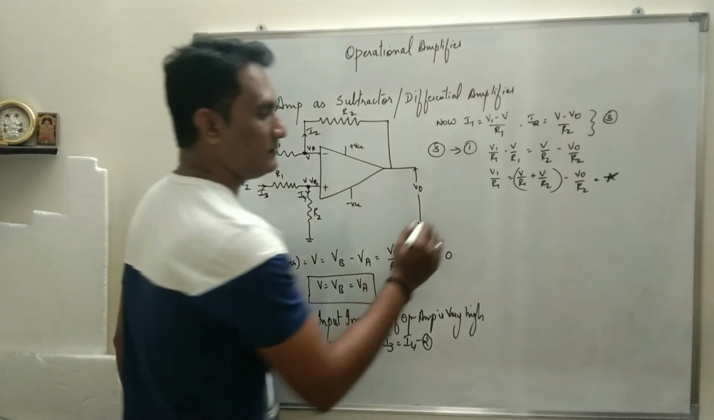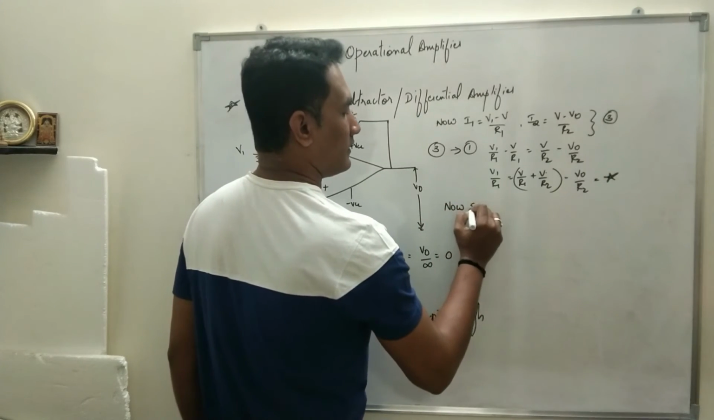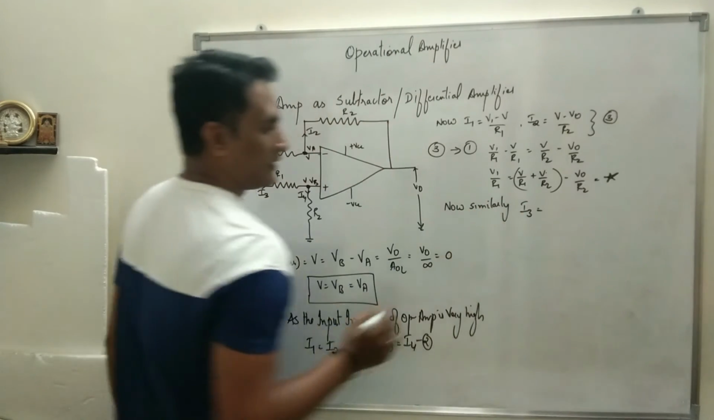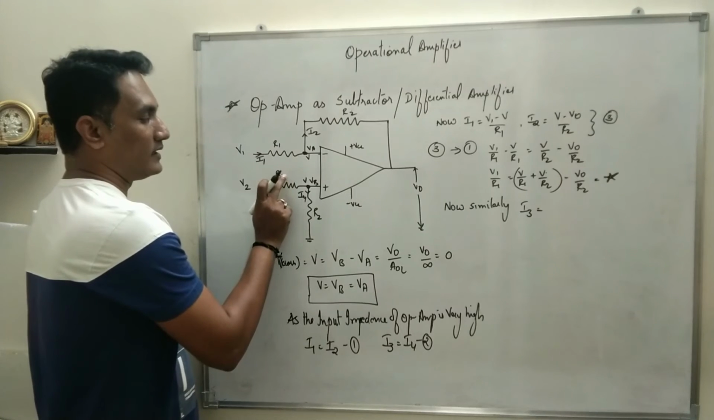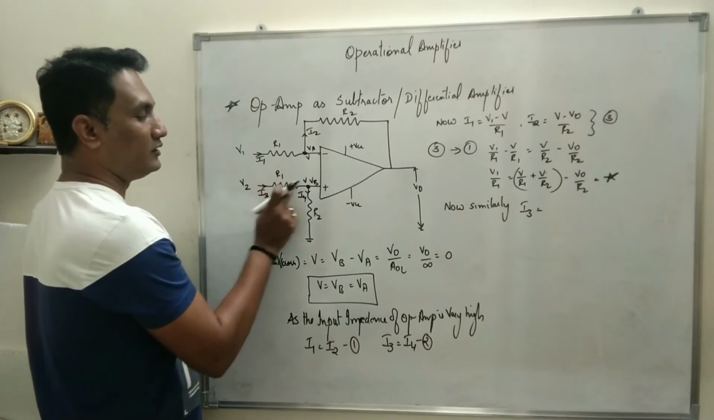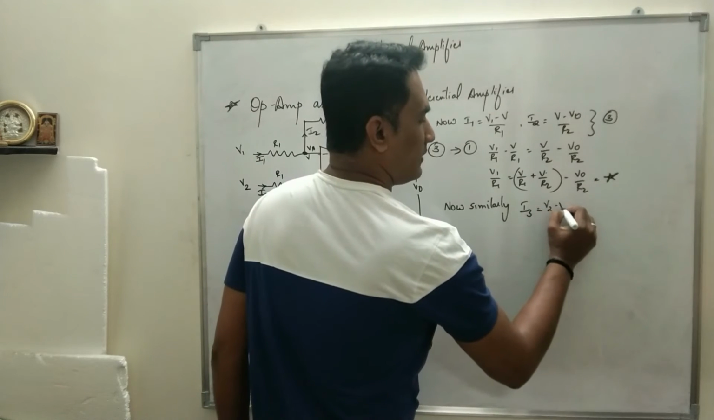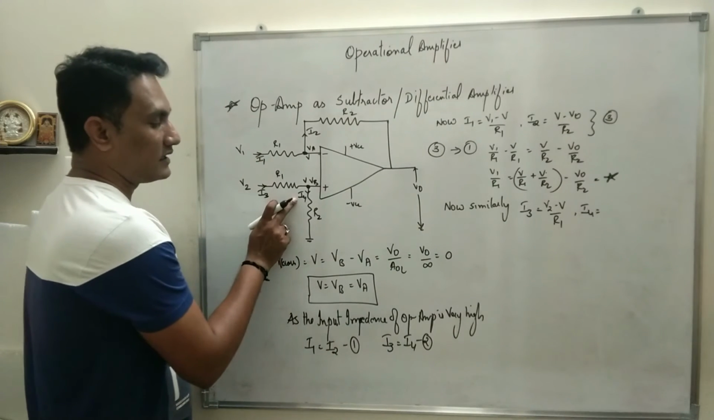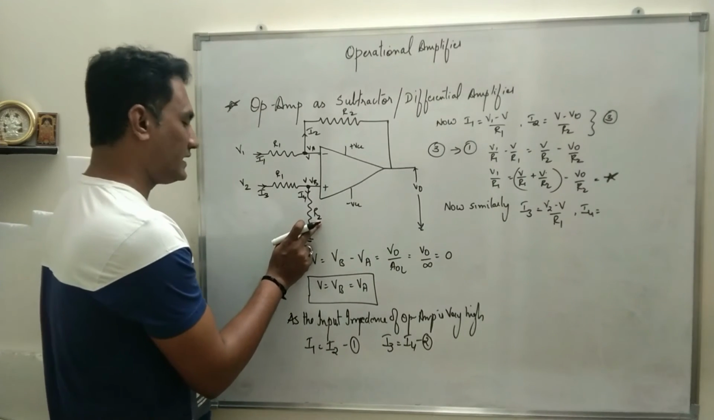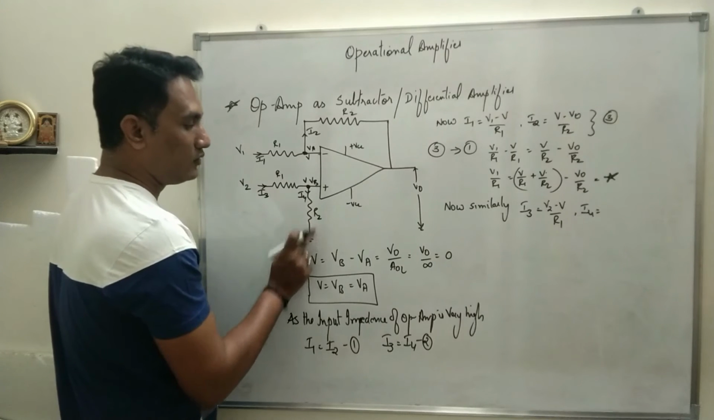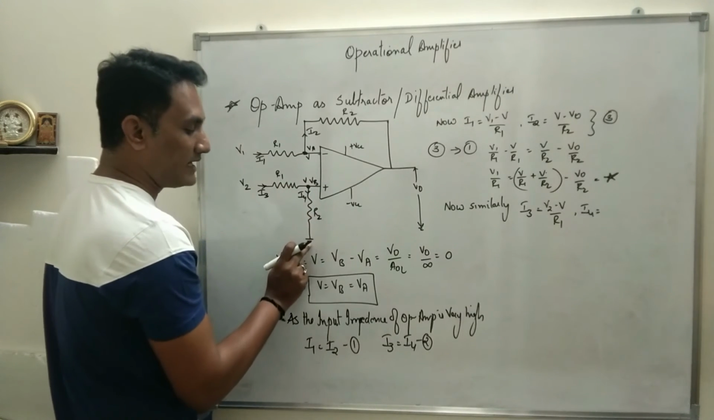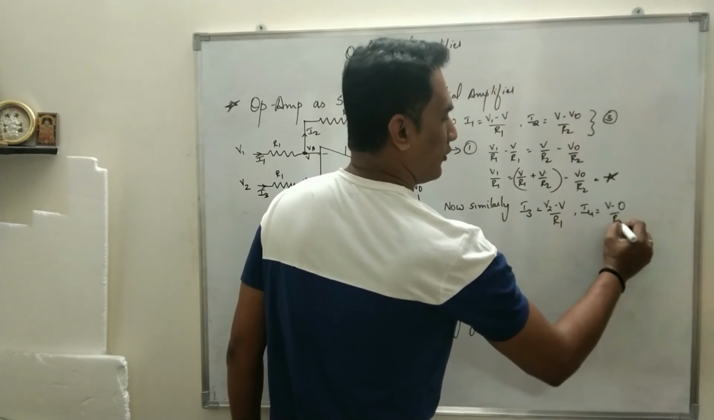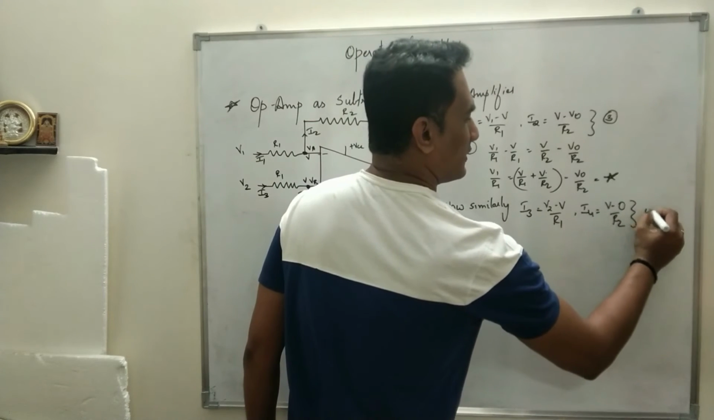Now similarly, what is I3? I3 is the current flowing through R1, and this R1 is connected between which two points? V2 and V. So it will be V2 minus V upon R1. And what is I4? I4 is the current flowing through this R2, and this R2 is connected between which two points? VB and ground. So the potential at VB is V. So V minus the ground potential, which is 0, so V minus 0 upon R2. Let this be equation number 4.